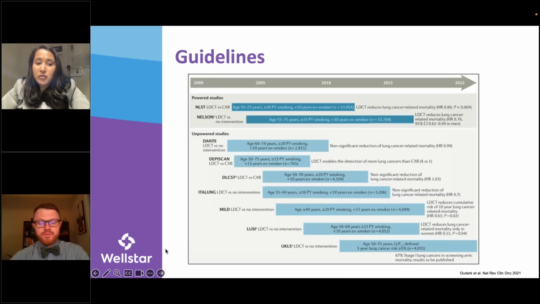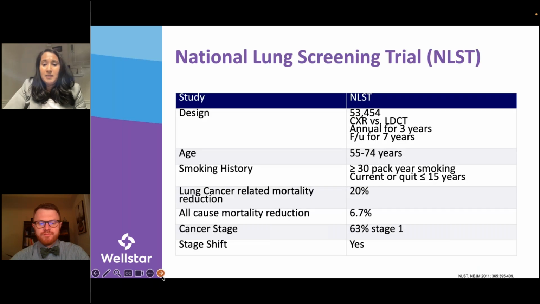In the last 20 years or so, a lot of different studies have looked at different aspects of lung cancer screening. The two studies that we often talk about the most when it comes to lung cancer screening are the NLST trial and the Nelson trial. Both of these studies were powered to assess lung cancer-related mortality. There are some other studies here on the bottom of this graph which look at unpowered studies, and even though these studies were not powered for the things that they were testing for, we still learned a lot of useful information from them. So let's talk about the NLST trial.